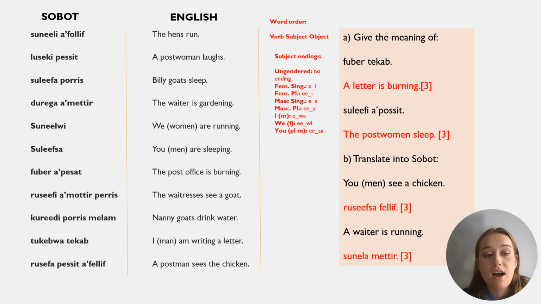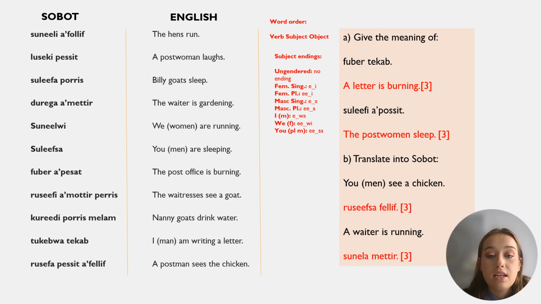If you look at, for example, "a postwoman laughs," lu se ki, you've got the lus, which is part of the verb, the e, and then the k, which is also part of the verb, and then the i. So e and i we can identify as referring to a feminine singular subject. However, if we're looking at a feminine plural subject, like "the nanny goats drink water," kuri di, see how it's doubled the e there, then you've got the d, and then you've got the i feminine ending.